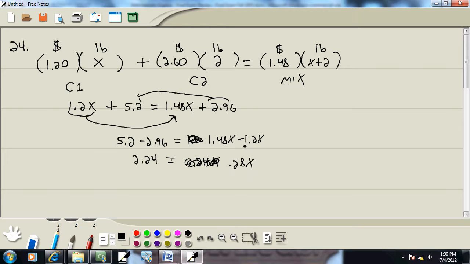Wish I had my calculator handy. That looks right. Okay, and then to solve for x, we divide both sides by 0.28. And if I do the division, we move our decimal place 2 places on both of them. About 8. Let's see, 28 times 8, 4, 6, 16. Yep, it's 8. So then this will give us x is equal to 8.